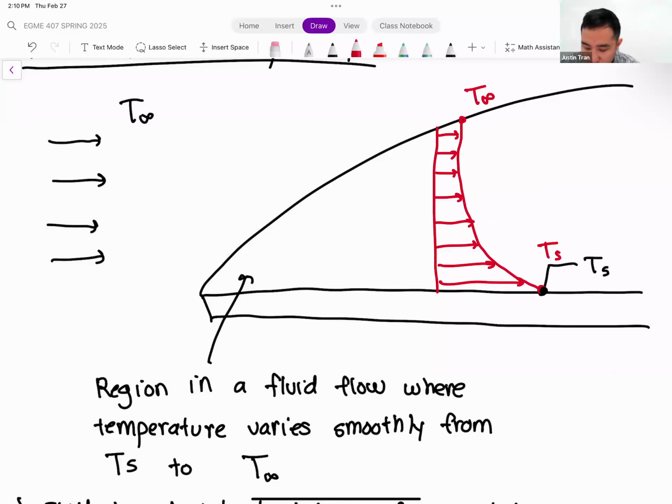And so if it were the opposite case, if T infinity was greater, then it would look maybe something like that.